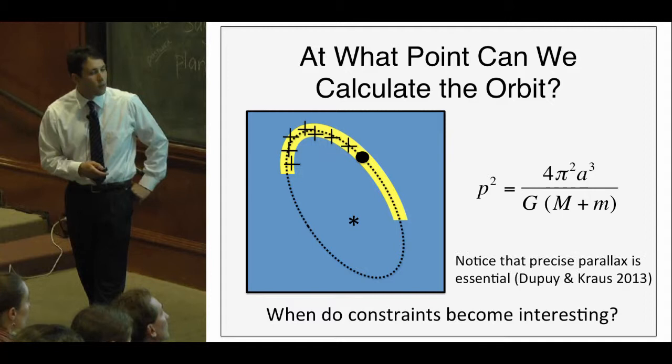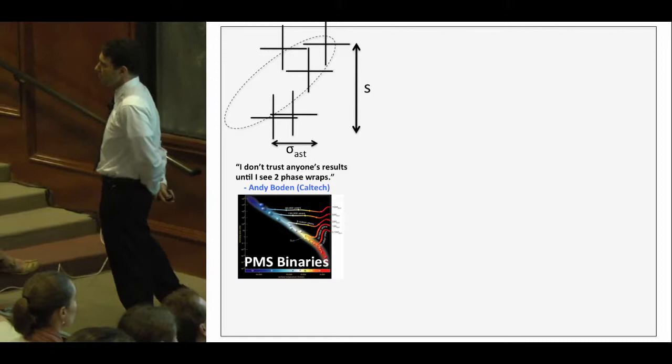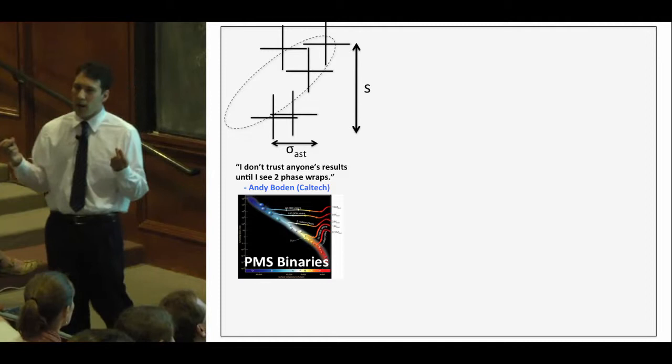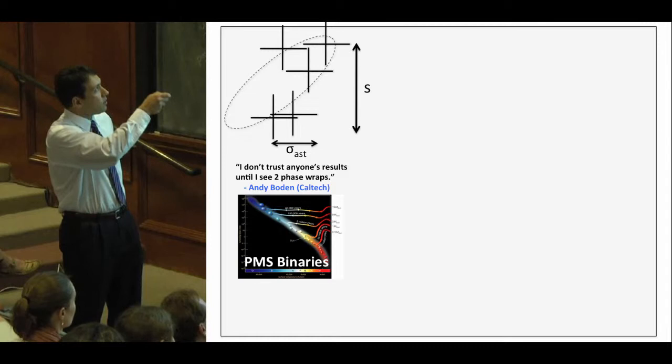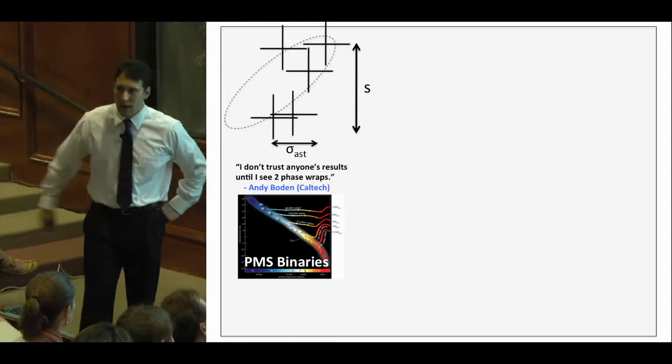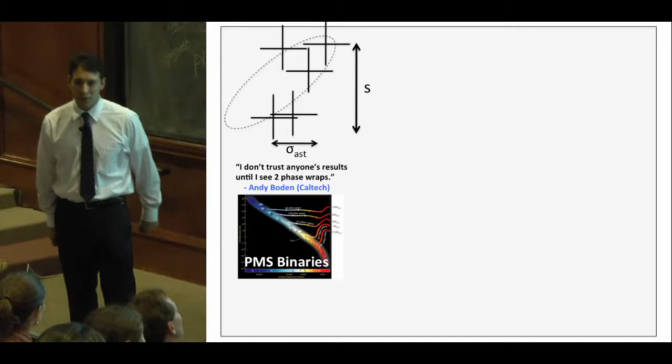Well, it depends on who you ask. Andy Bowden says, he works here, I don't trust anyone's results until I see two complete phase wraps. He's looking at pre-main sequence binaries that are about 140 parsecs away. And to scale, these are the uncertainties compared to the size of the orbit. Right? And so you don't want to wait a very, very long time to calculate these dynamical masses. And so he's basically saying, well, I want to see your systematic errors. I want you to go around twice and then see if the second revolution agrees with the first.